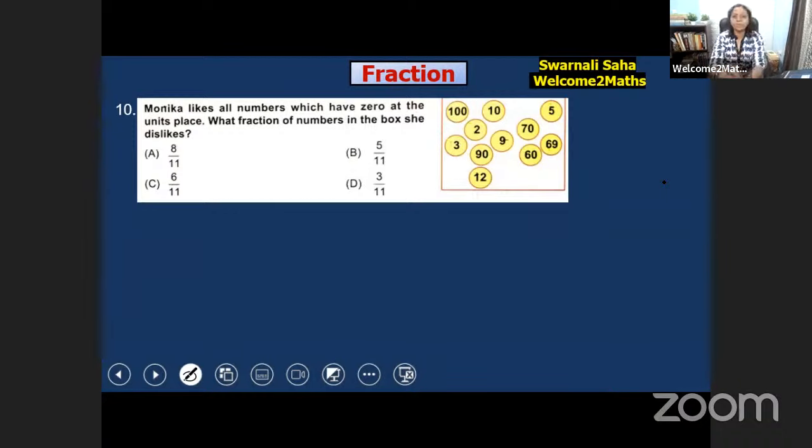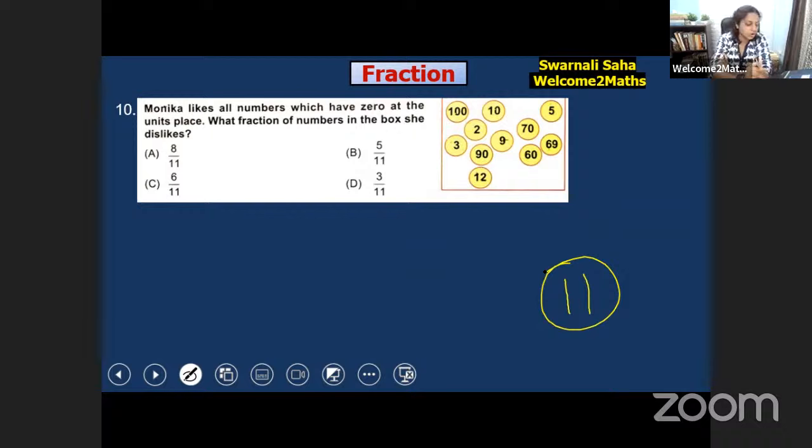So first what we have to do? We have to count all the numbers and then find out how many numbers have 0 on the unit place. And then we have to find out the fraction. So let's count: 1, 2, 3, 4, 5, 6, 7, 8, 9, 10, 11. So we have 11 numbers here.